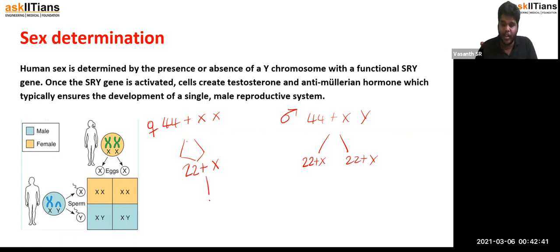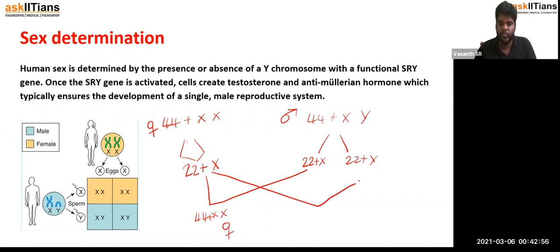So if the egg fuses with the sperm with X chromosome, then there will be a possibility of a girl child, because 2X will be there. This child is going to be a girl. So if the egg fuses with the sperm with the Y chromosome, then there is a possibility of a boy child. So this is what you need to understand.